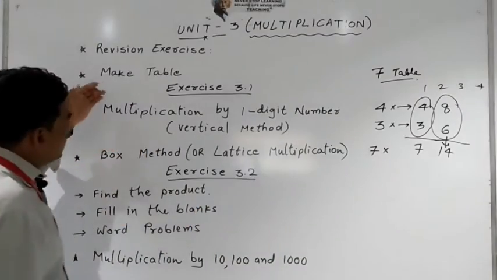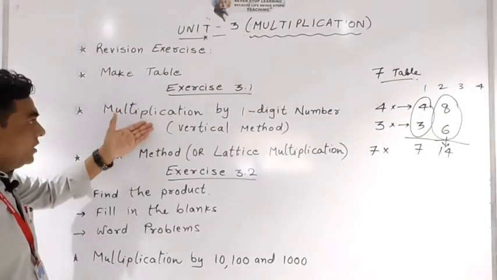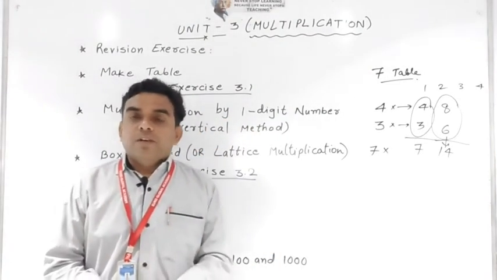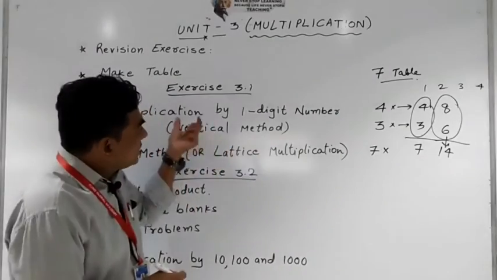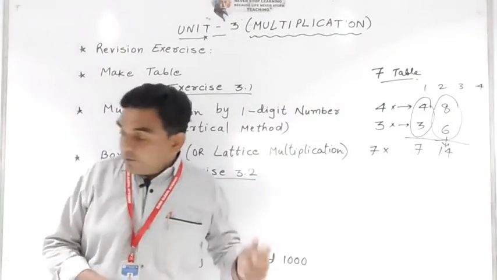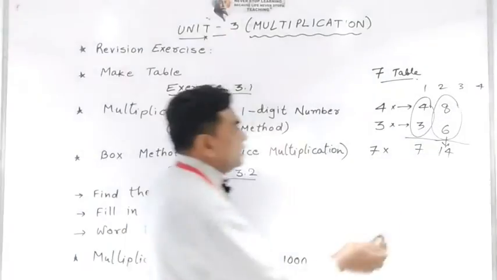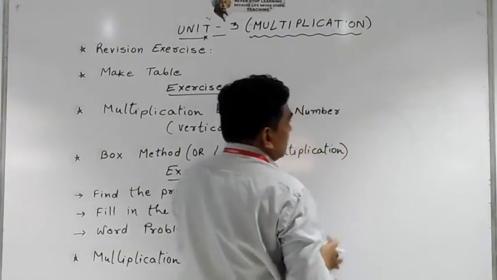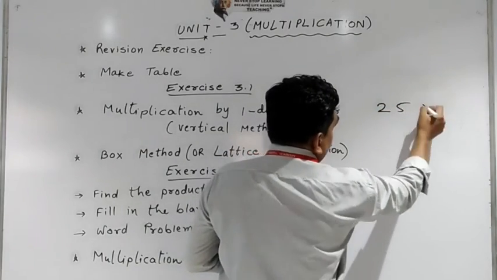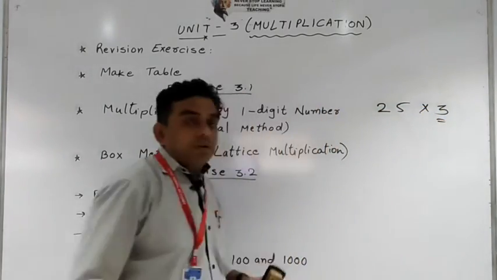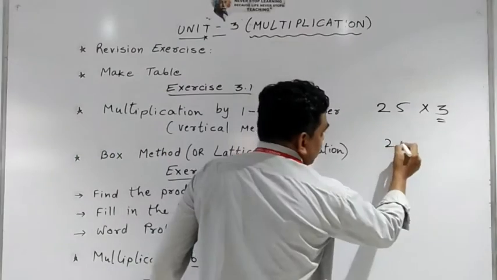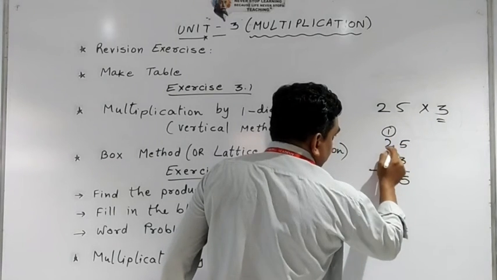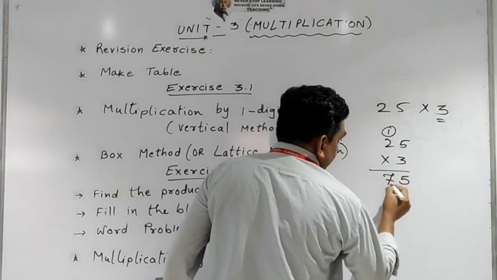Okay, now then after that, exercise 3.1 continues. Multiplication by 1 digit number. Students, you know very well how to multiply numbers. This is the multiplication by 1 digit number, only 1 digit number. I am going to show you that. You can see here, multiplication by 1 digit number is, suppose you have 25 multiplied by 3. This is the 1 digit number. Then whenever you multiply 25 by 3 like this, 3 5s are 15, carry 1, 3 2s are 6, 6 plus 1 is 7. This is 75.